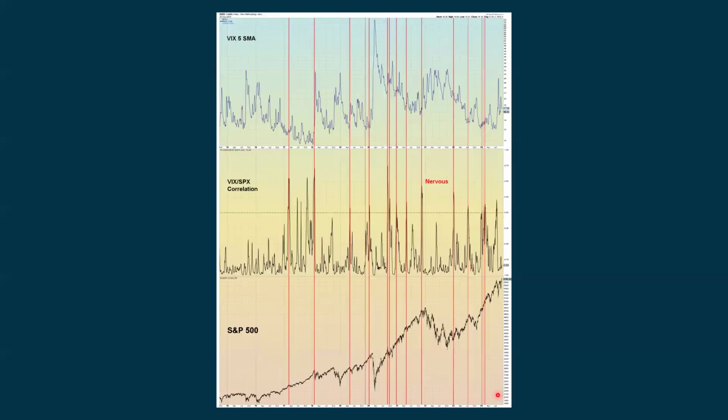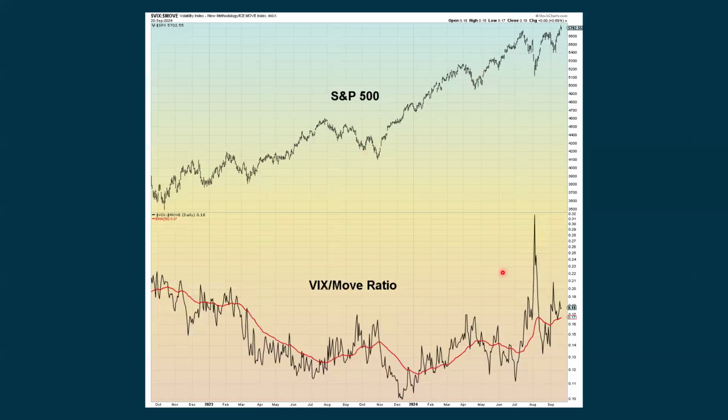Then we do a correlation between the VIX and the S&P. Sometimes when this gets very high readings, you can see what the market did after that. A lot of times it marked a top, sometimes it just marked a continuation, but we're getting a very low reading right now, so there's been no need to show this chart.